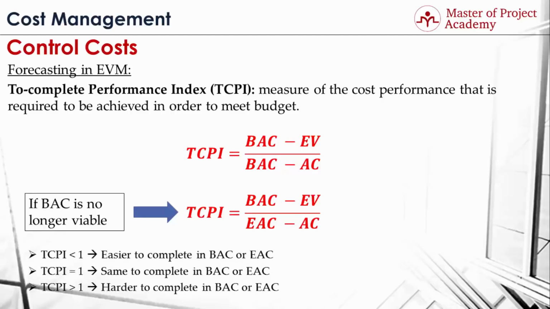If TCPI is less than 1, then it is easier to complete the project in BAC or EAC value. If TCPI equals 1, you will complete the project on planned BAC or EAC. And if TCPI is greater than 1, then it's harder to complete the project in BAC or EAC value.